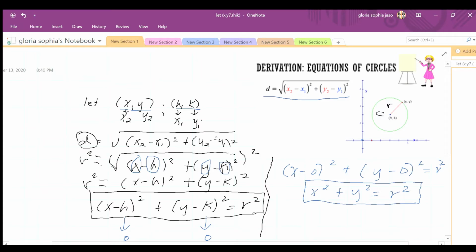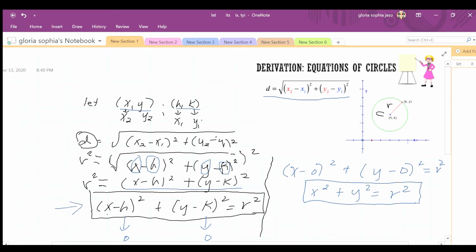Ayan. So, simplifying the equation. So, para ma-eliminate natin yung radical sign, square both sides. Ayan. So, square natin. Then, dito, square din natin. So, now, we will have r squared equals, so, ma-eliminate na natin yung radical sign dito kasi nga, nag-square tayo. Then, ito na lang yung matitira sa atin. So, x minus h quantity squared plus y minus k quantity squared equals r squared. So, pagpalitin lang natin yung sides ng equation. So, ito na yung magiging equation natin.